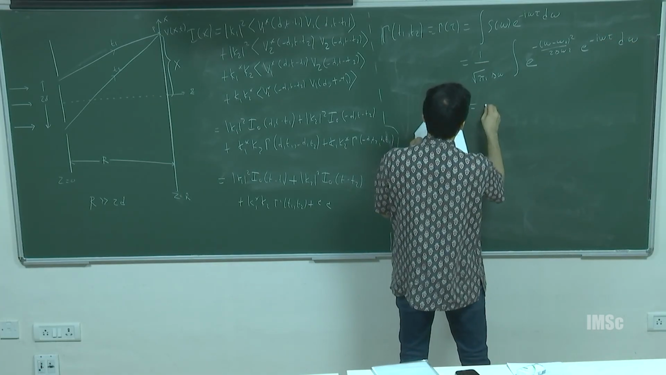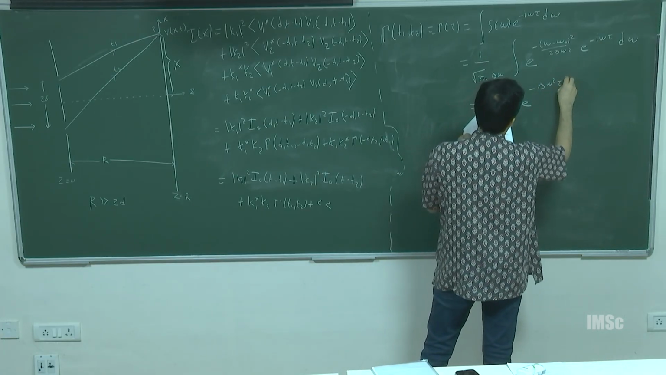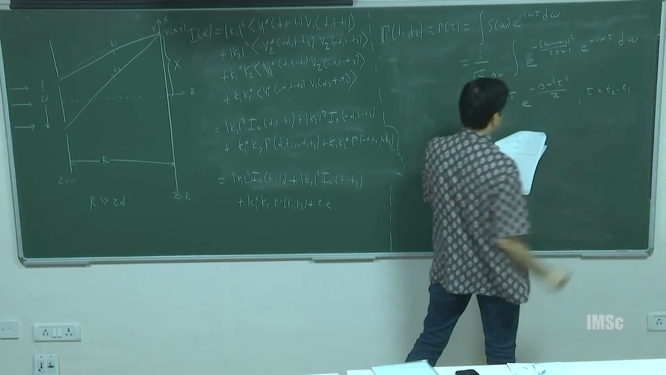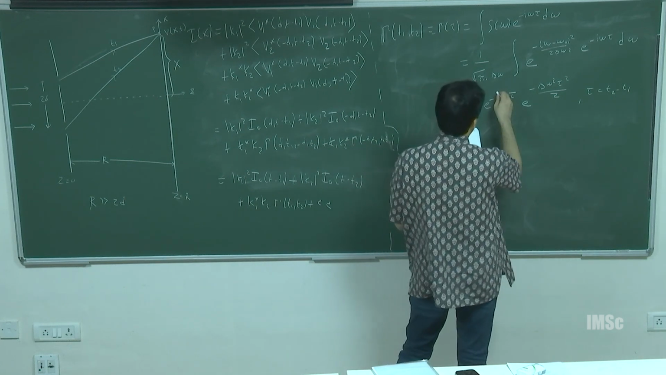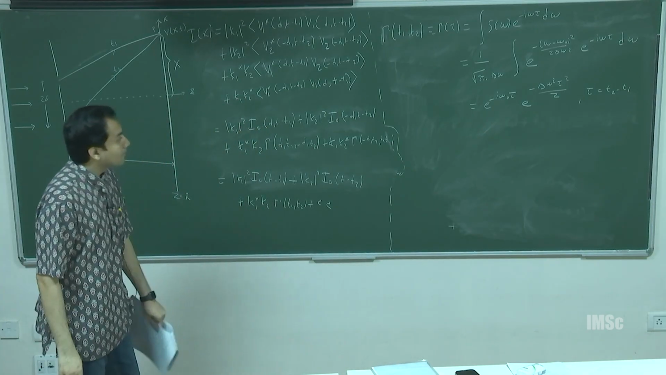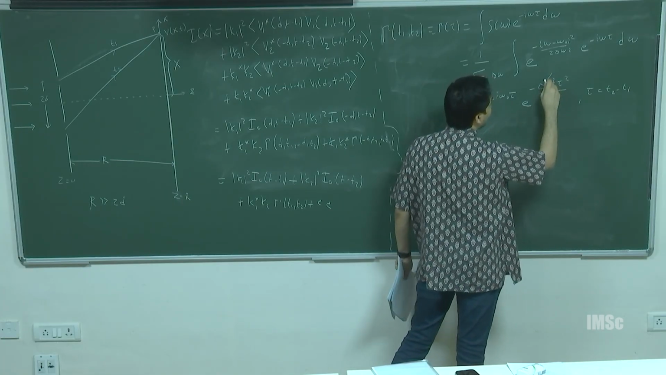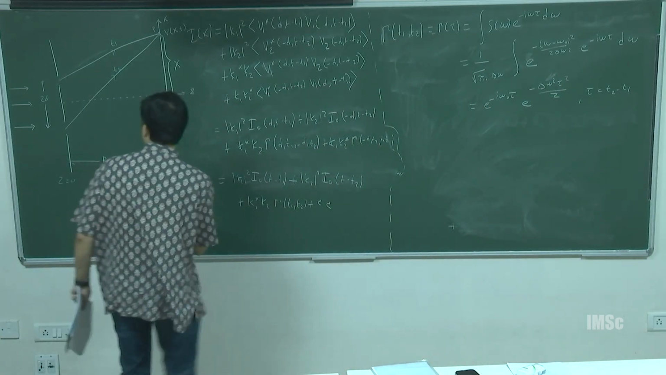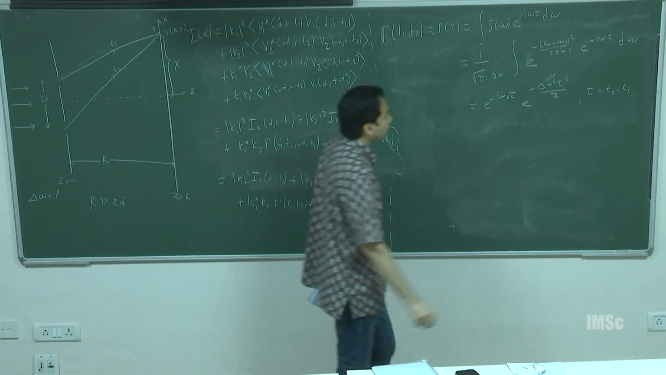So if we integrate over omega, this is what we will have. So tau is T2 minus T1. But the question is, we don't know what tau is. Our goal is to determine delta omega. So this is the quantity that we want to determine. But for that, we need to know what tau is.